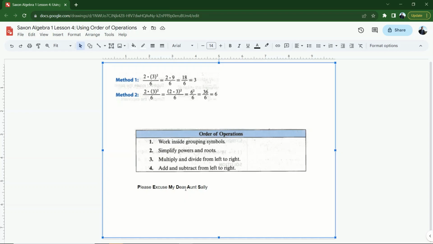Okay, so that's it. I'm not going to talk more about order of operations because this is best shown in the practice of it. So we're going to practice with order of operations next in just a moment. Stay tuned for the next video.